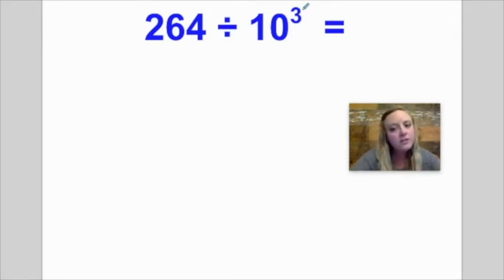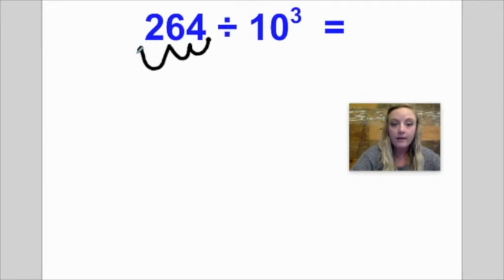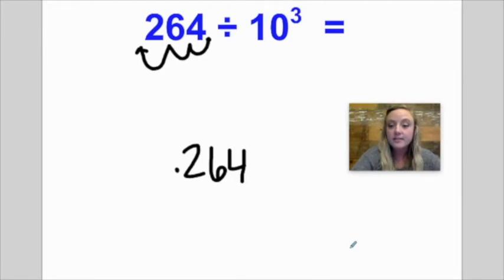But if I look at this number, 264 is a whole number. Just remember that whole numbers can have a decimal at the end. Same value if I put that decimal point here. Now that I have that decimal point, I can look at my exponent and move it 1, 2, 3 places. So now I have decimal point 264. That is my quotient. I read this as 264 thousandths.